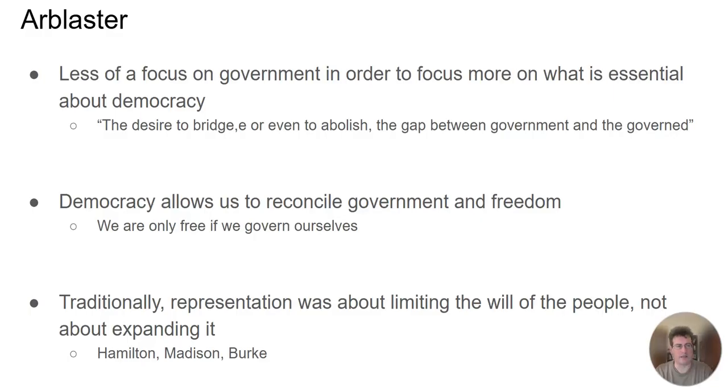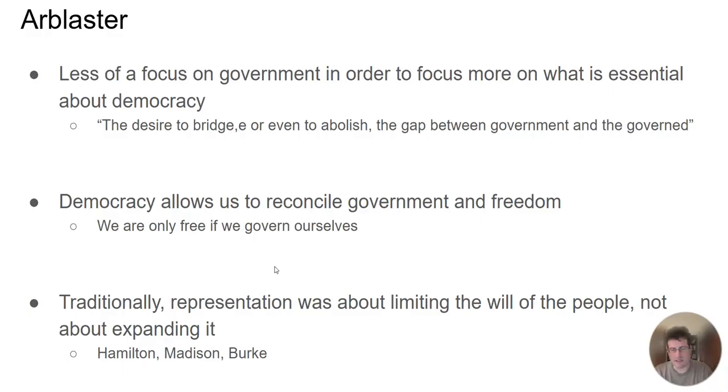He says that what's essential to democracy is the desire to bridge or even abolish the gap between the government and the governed, right? So there are people who are in power. They are the government. And there's everybody else. There's society. Those are the people that are governed. That's true in any governmental system. The goal of democracy is to bridge that gap, to make that gap as small as possible between the government, the people that are making rules and laws, and the people who have to live under those rules and laws.